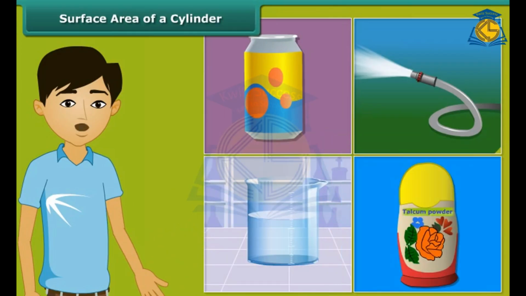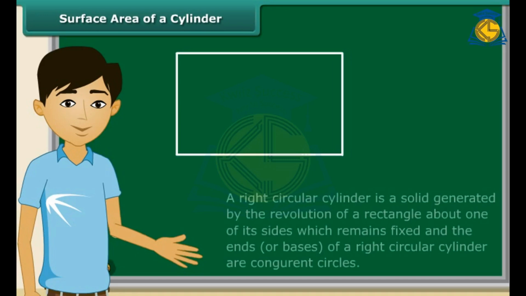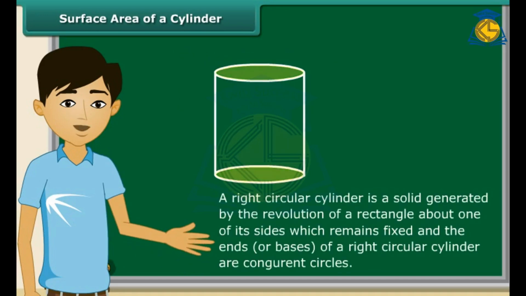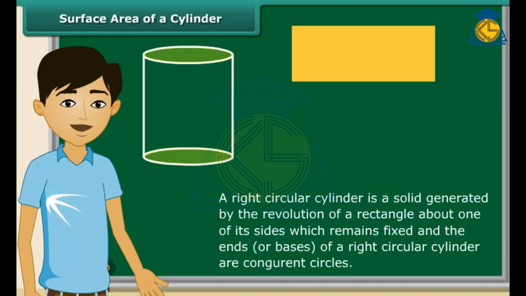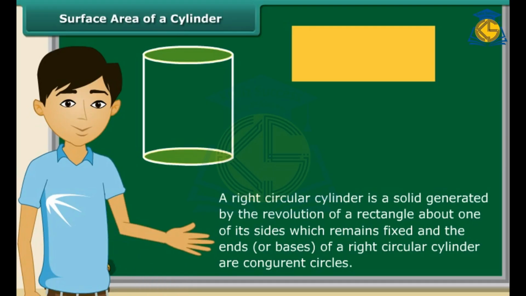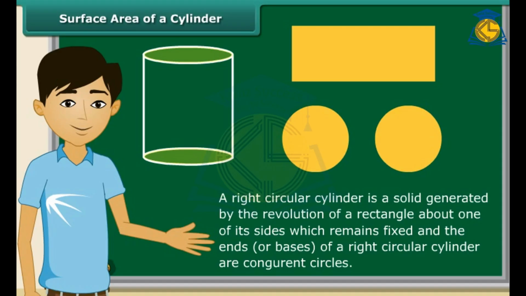You must have come across many solids like tin cans, water pipes, beakers in the laboratory, powder box, which are right circular cylinders. Here you would wonder what is a right circular cylinder. A right circular cylinder is a solid generated by the revolution of a rectangle about one of its sides which remains fixed, and the ends or bases of a right circular cylinder are congruent circles.